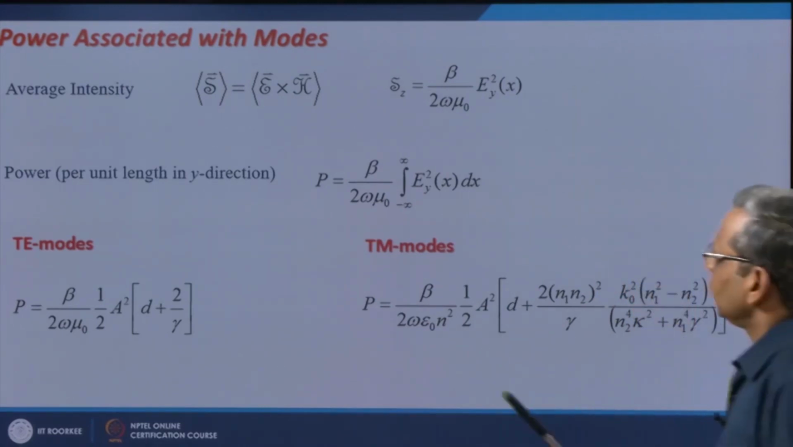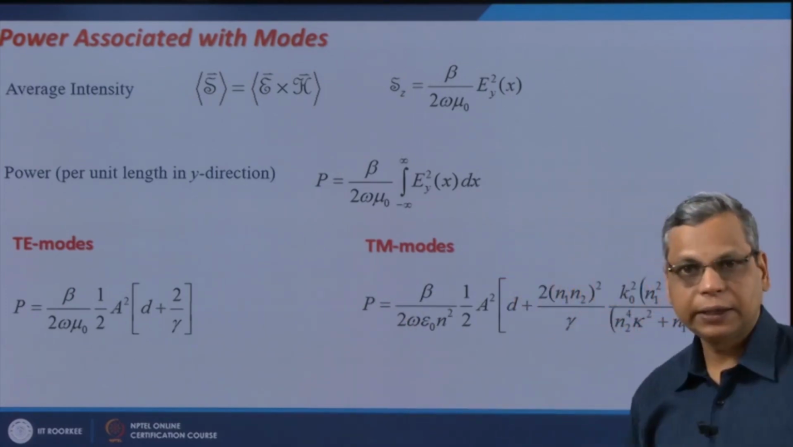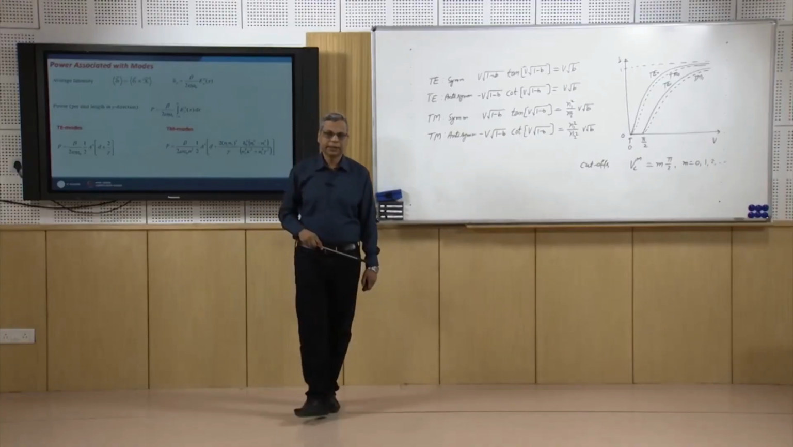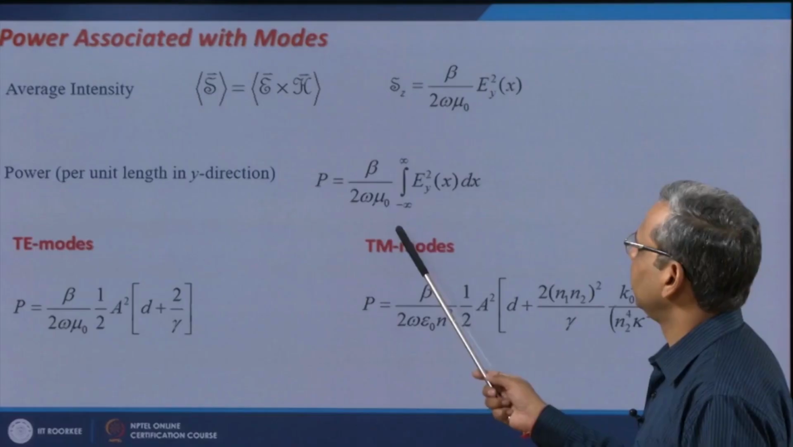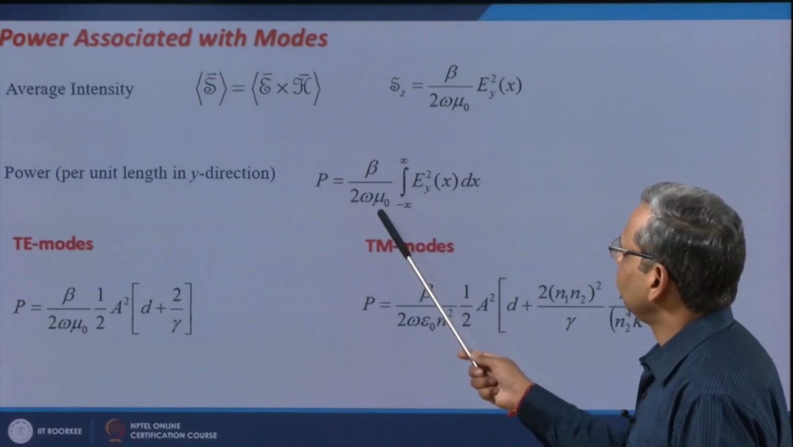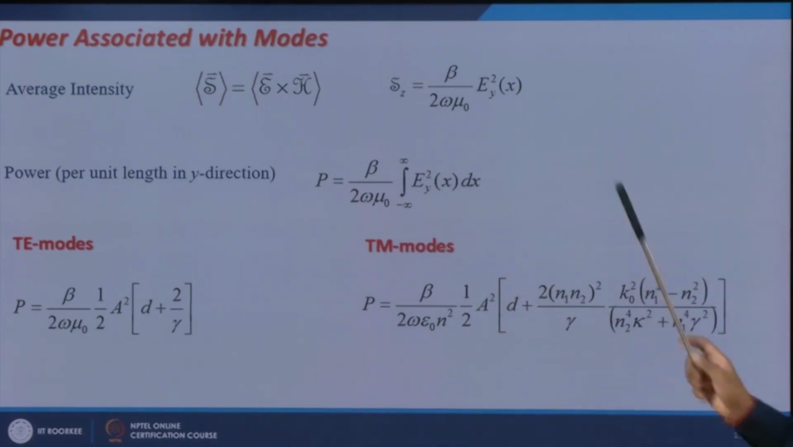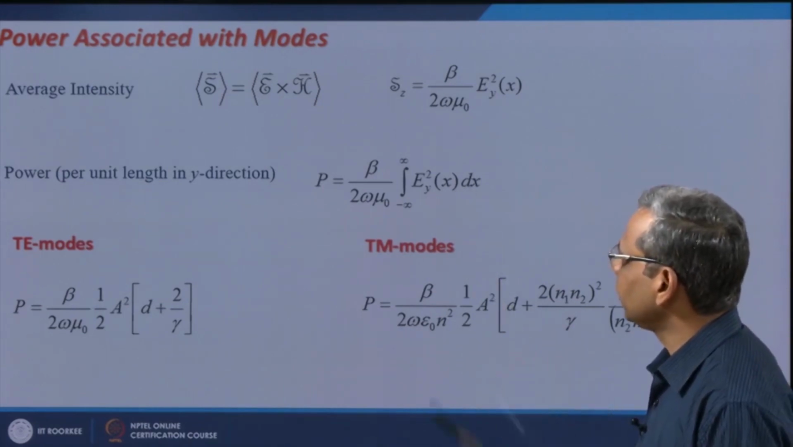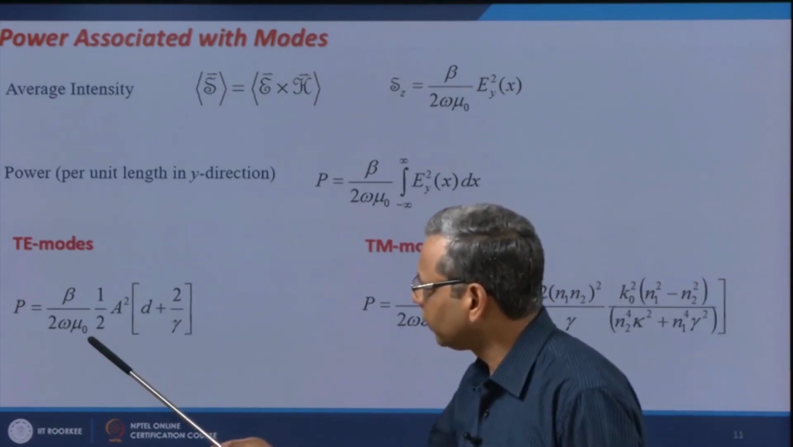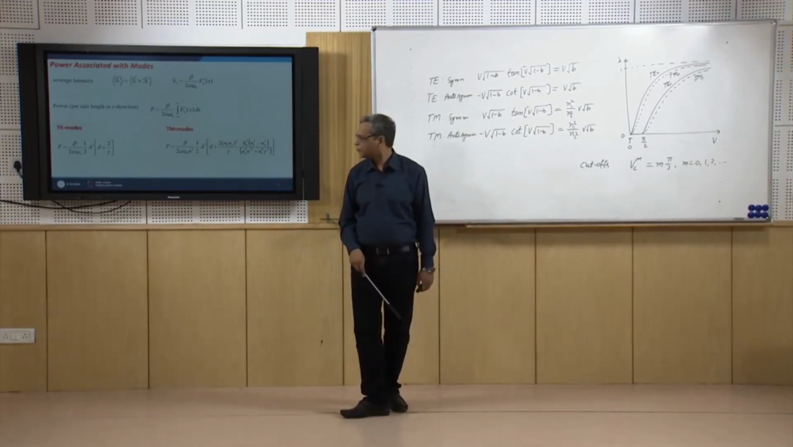Okay. So, from here I can find out the power per unit length in y direction, because y direction is infinitely extended for planar waveguide. So, the power per unit length in y direction would be given by beta over 2 omega mu naught integral minus infinity to plus infinity E y square of x dx. So, when I calculate this for a symmetric planar waveguide, then for TE modes the power is given by this, and for TM modes the power would be given by this. These powers are in watts per meter.